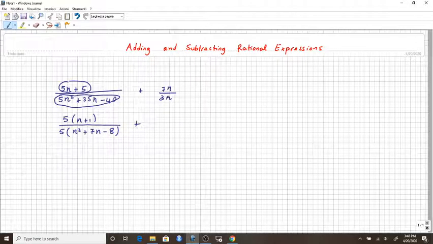Plus, here we have 7n divided by 3n, and as long as n is different than 0, n and n can be simplified. So we can just write this as 7 divided by 3.